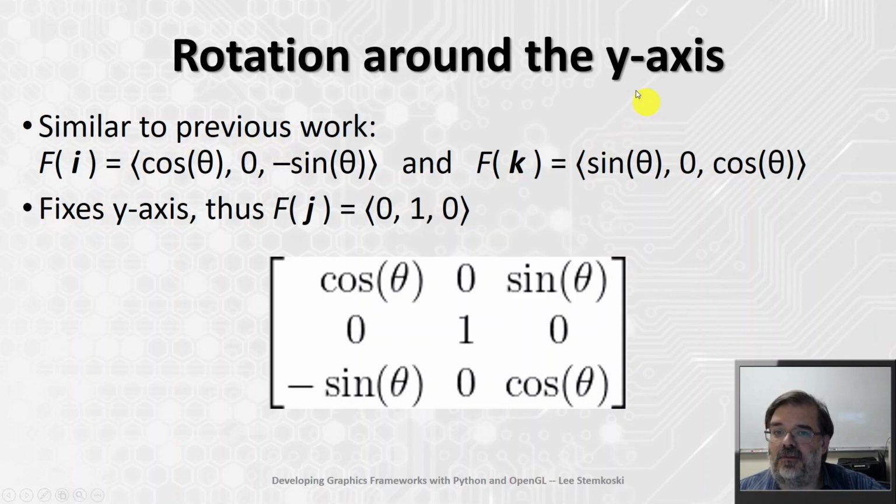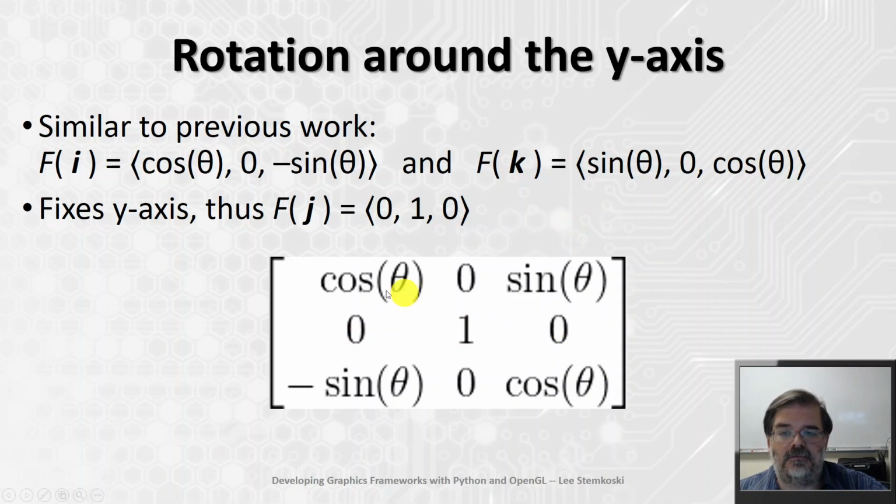Rotation around the y-axis fixes the y-axis. So the basis vector j, which is 0, 1, 0, stays the same. That gives us the second column right here. And the y components are going to stay fixed. That gives us these two zeros in these positions.